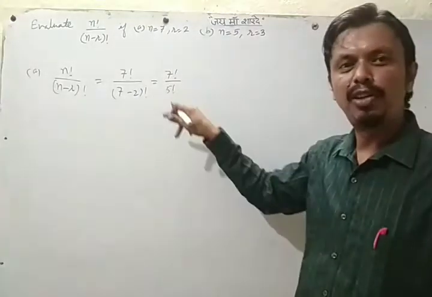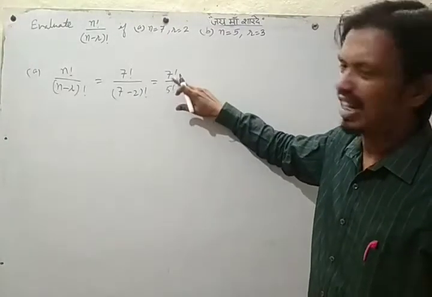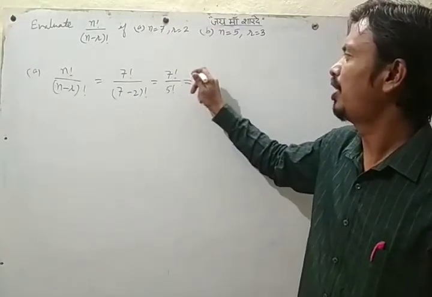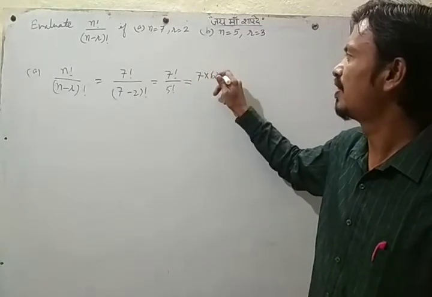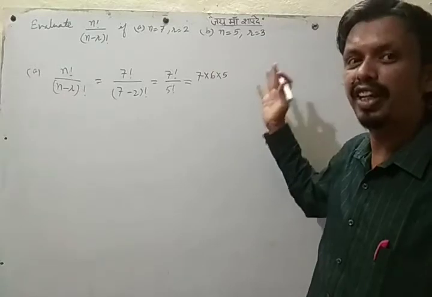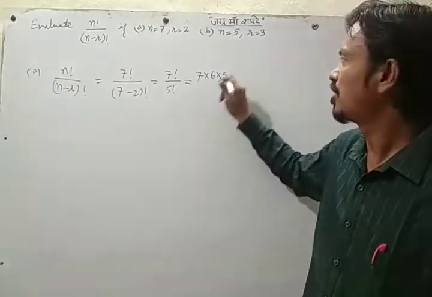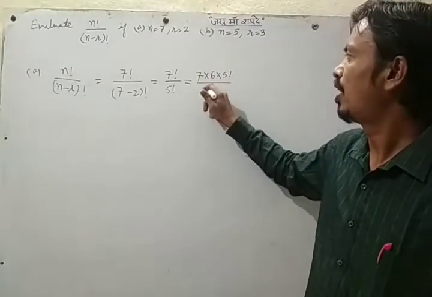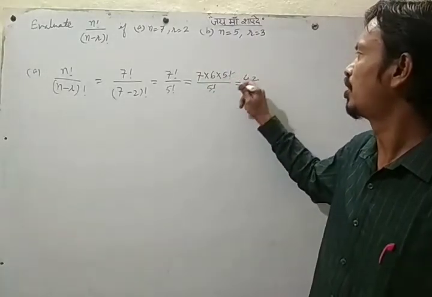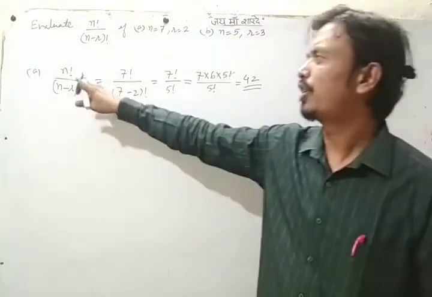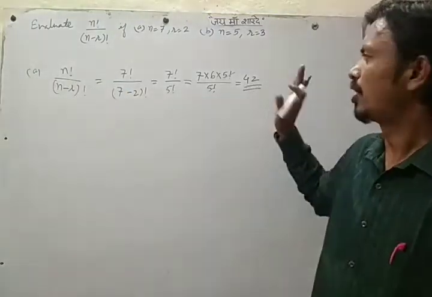Now how to find its value? The greater one is 7. So expand this 7 factorial. It can be done as 7, then 1 less, 6, then 1 less, 5, and so on, if we need. So here we have 5 factorial, so we can just open and close this, upon factorial 5. This cancels out and 7 into 6 is 42. So the value of n factorial upon n minus r factorial is 42.